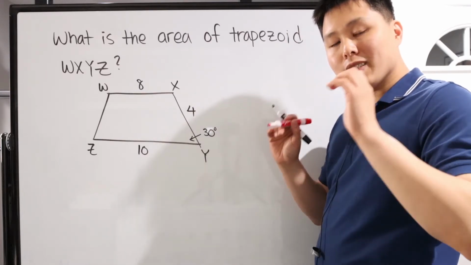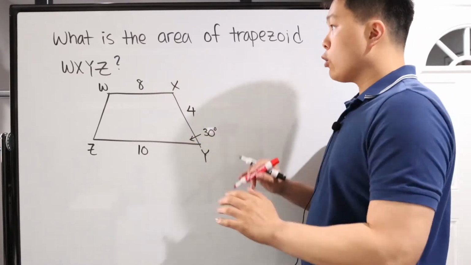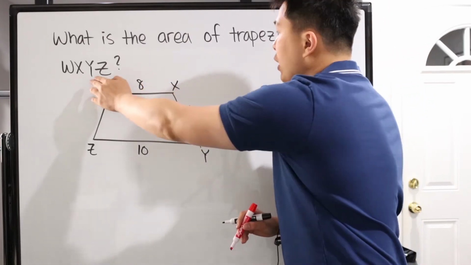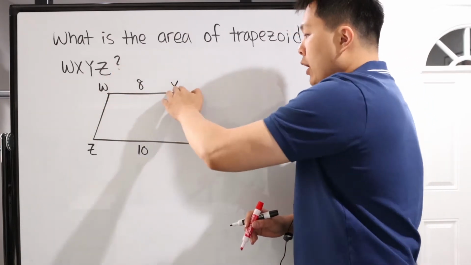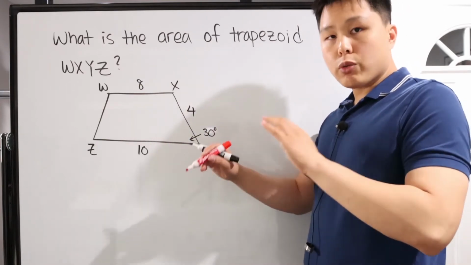For today's standard test question, we have this, which focuses on trapezoid. Now, the question itself: what is the area of the trapezoid WXYZ? Well, WXYZ is clearly the trapezoid. Now, first and foremost, there are several things we have to recall.